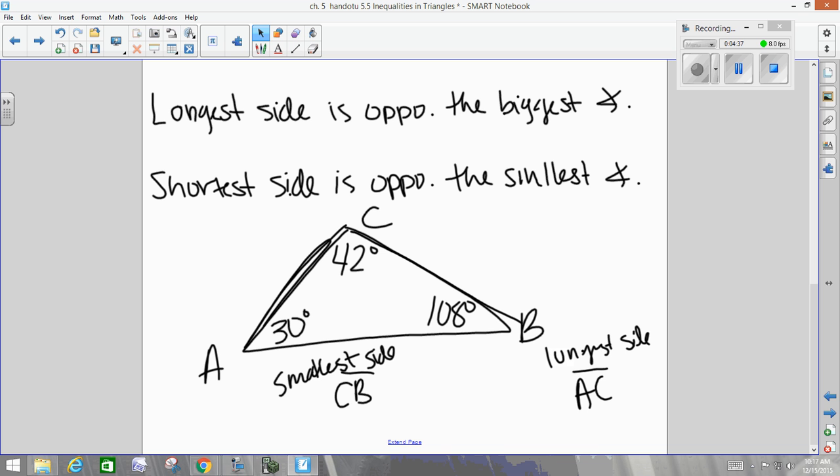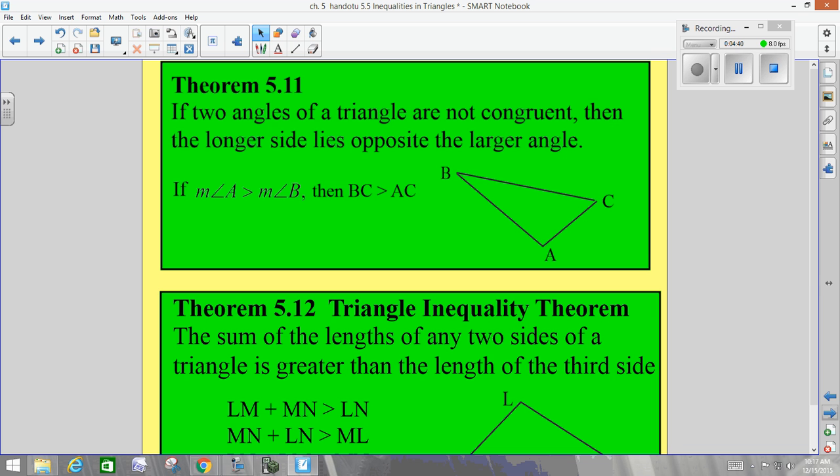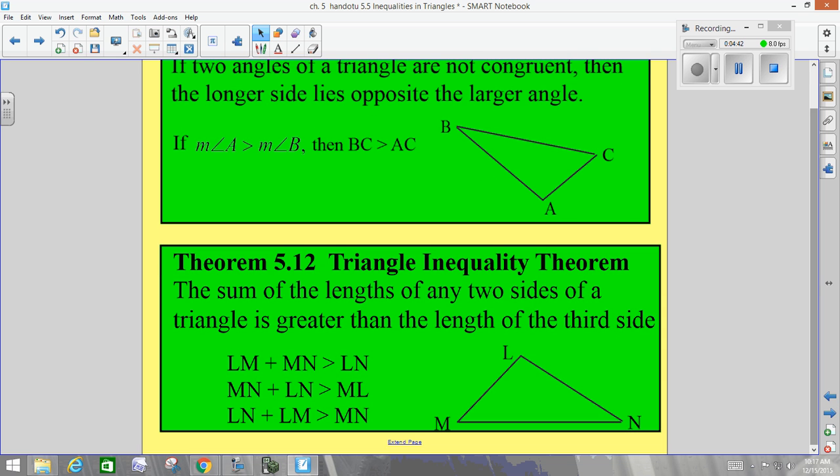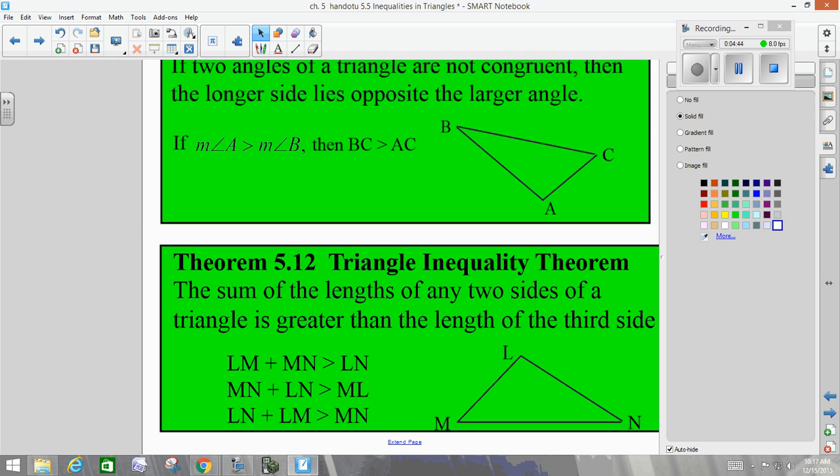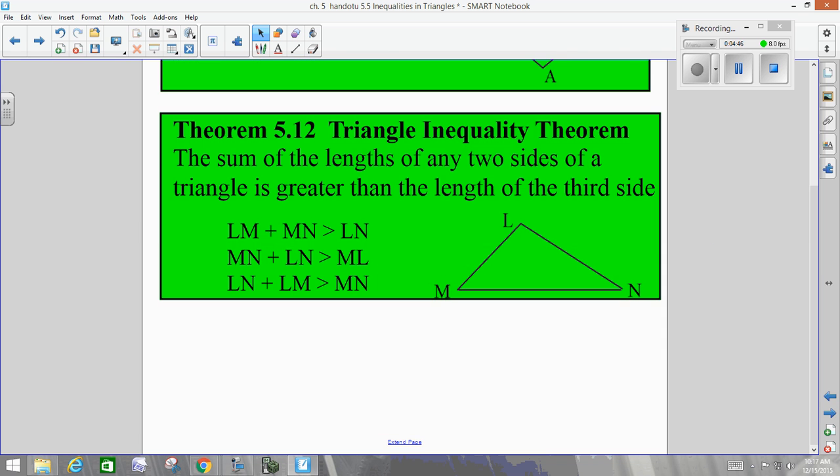Cool. The last theorem, Theorem 5.12. I don't like this yellow color very much. The triangle inequality theorem says the sum of the lengths of any two sides of a triangle is greater than the length of the third side. What does the word sum mean? Addition. So if I take any two sides and add them together, that value needs to be greater than the third side, the side that I did not include.